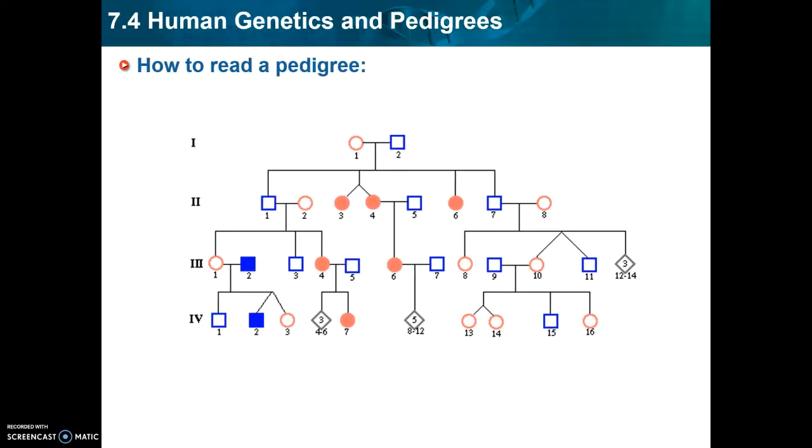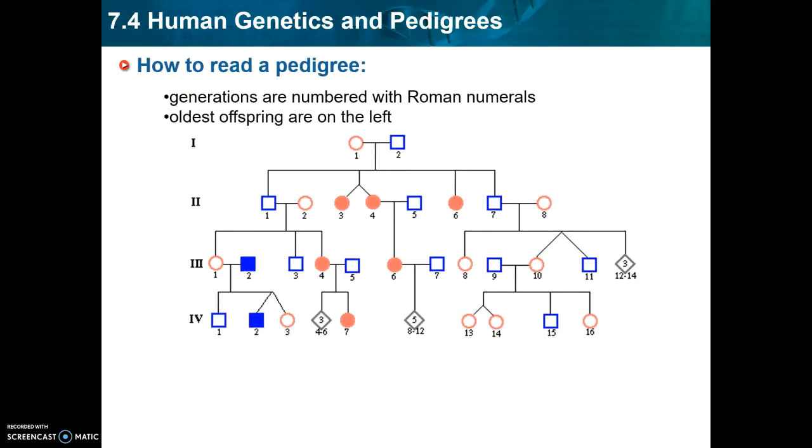Now you read a pedigree by, first of all, looking at the generation. You can see that they are numbered on the left side using Roman numerals from 1 through 4. And then the individuals in each generation are numbered under their shapes. So if we want to talk about this individual right here, we could very easily refer to him as generation 3-2. So we would use 3-2 to mean that individual.